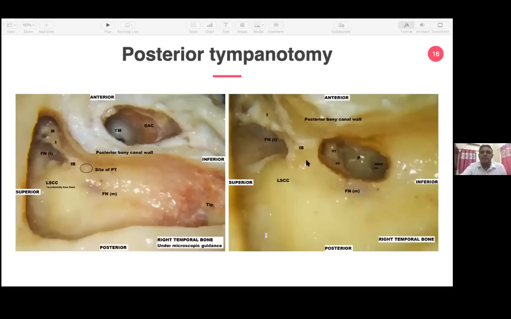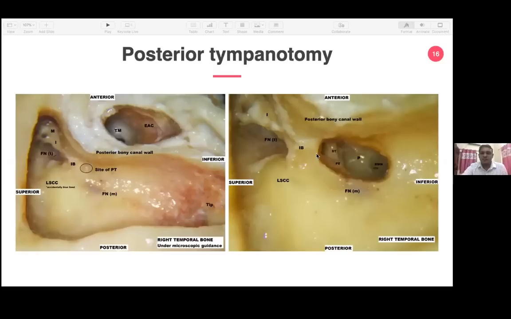The incus buttress, or incus bar or incus bridge, is a piece of bone here between the short process of the incus and the posterior tympanotomy air cells. These posterior tympanotomy air cells are nothing but the facial recess cells.